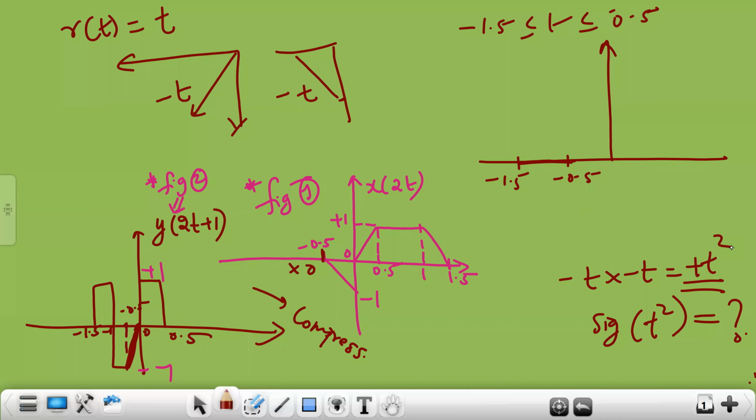One, sir. It will be 1. Okay, fine. So from 0.5 to 0, isn't it? From 0.5 to 0, you are getting a parabola like this.